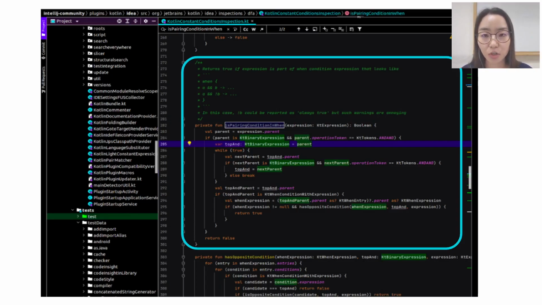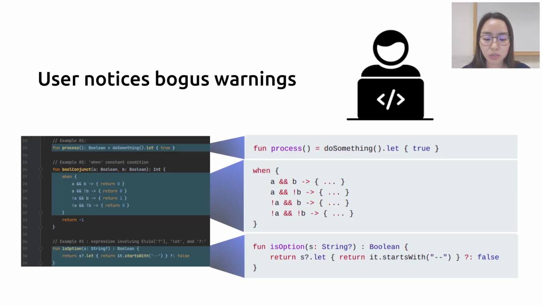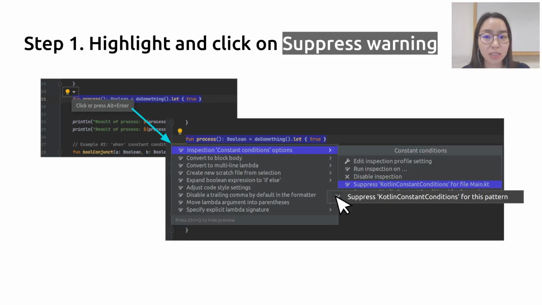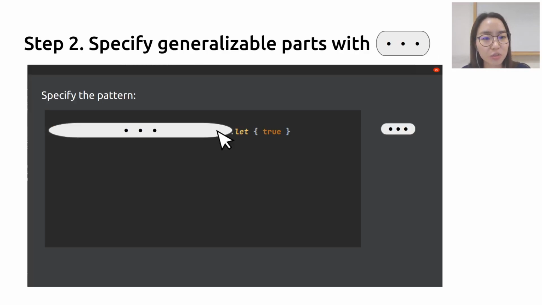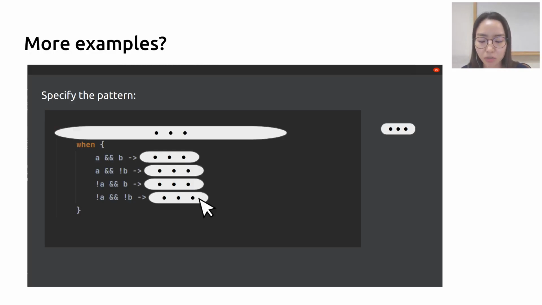To address this concern, we propose a programming by example framework that synthesizes tree automata to automatically suppress bogus warnings through pattern recognition. Let's look at how the approach works. When a user notices any unnecessary warnings, he or she highlights the code segment. Then the user is asked to perform some simple drag and drop operations to specify the generalizable parts of the code with ellipses.